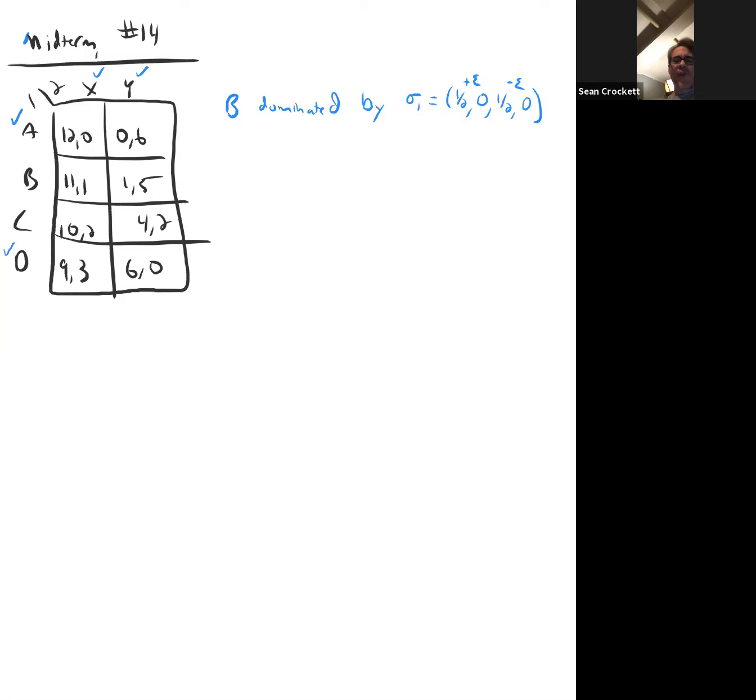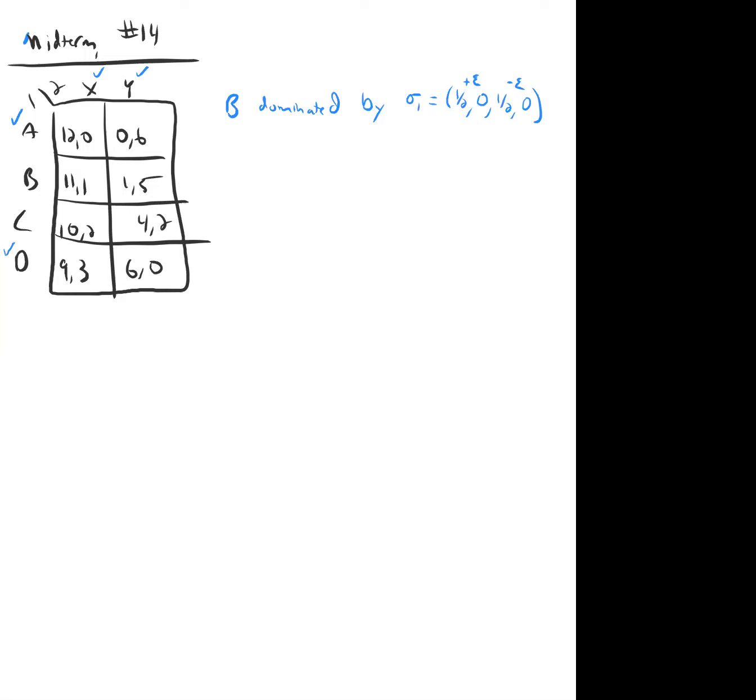So now if I put just a tiny, tiny bit more weight on the A and a tiny bit less weight on the C, that number is going to get bigger than 11 by a little bit. And the 2 will shrink, but it won't shrink by enough as long as the epsilon is small enough. Okay.